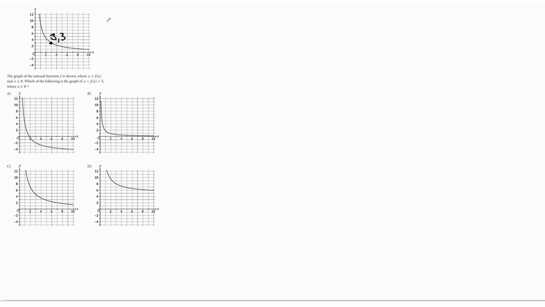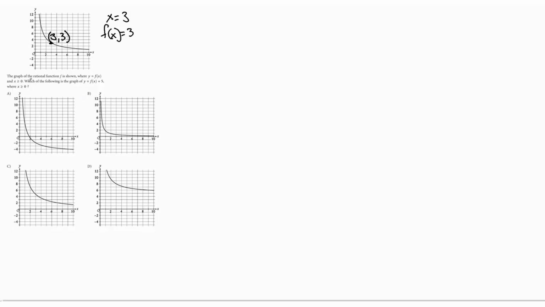So therefore, what we can say is the x coordinate right here is 3. But then that also means we're dealing with y equals f(x). So if x is 3, then f(x) also equals 3, because that's the y coordinate right there.